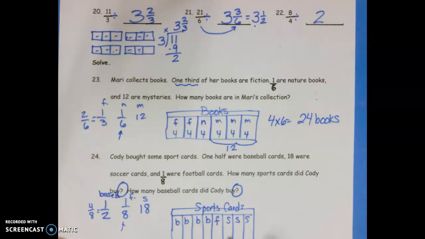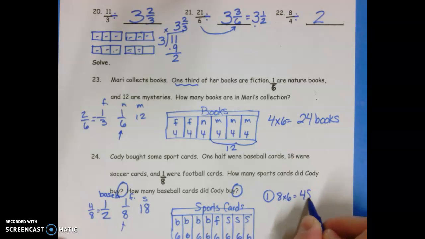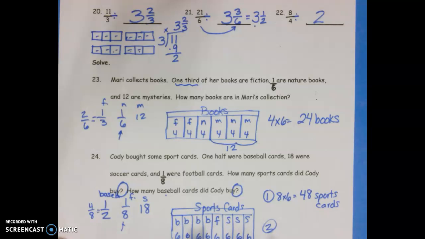What's 18 divided by 3? 6. So I know the value of each little chunk of my fraction box is 6. Question number 1 was, how many sports cards did he buy? Well, let's see, we have 8 times 6. 6 times 8 is 48 sports cards. And number 2, the second question, how many baseball cards did he buy? Well, let's go find B for baseball. I see 4 sections with a value of 6 each. 6 times 4 is 24 baseball cards.